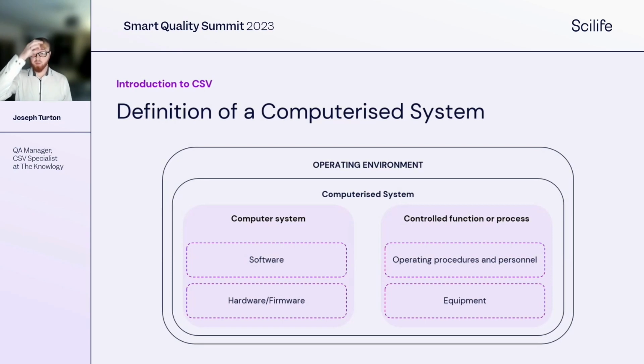You need to remember that the point of a validation is to demonstrate that your process is fit for purpose, it's fit for your purpose. So if you don't include the operating procedures and personnel within the validation activities, then you aren't demonstrating that it's fit for your purpose.